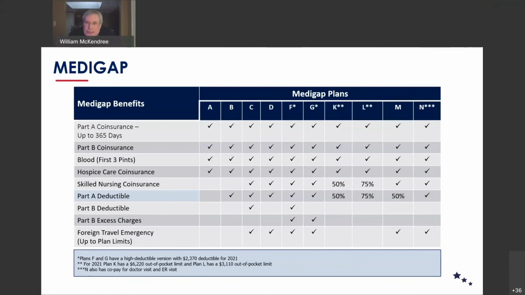So I won't go into it in detail, but it's usually a best practice to compare what the employer is offering you as a retirement benefit, or even while you're employed, and see if it really is superior to what you could get in Medicare in cost and in coverage. It's worth a look. Go ahead.